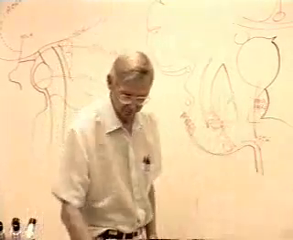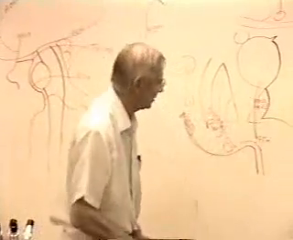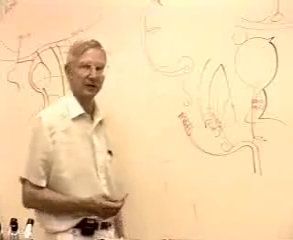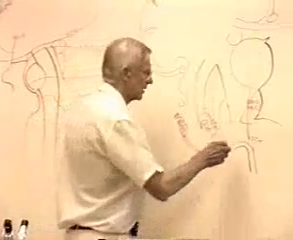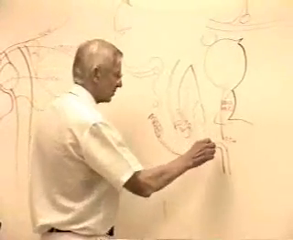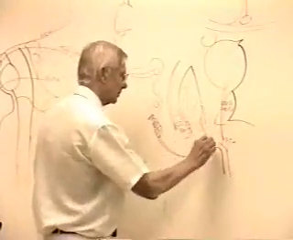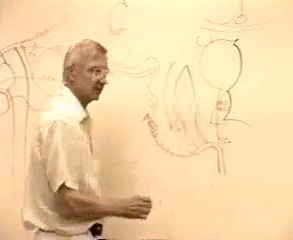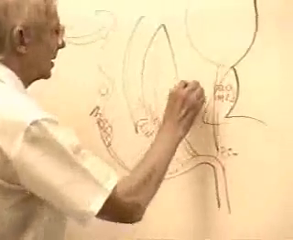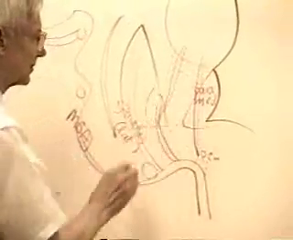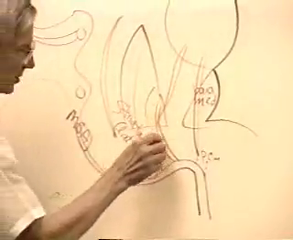And so a new vessel appears to supply the globus pallidus, ventrolateral thalamus, and that's the anterior choroidal artery.